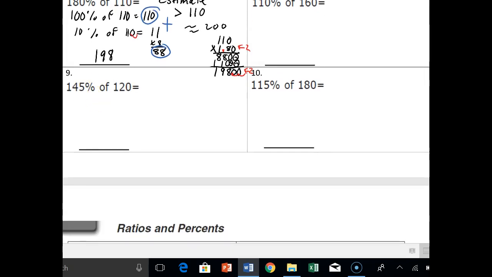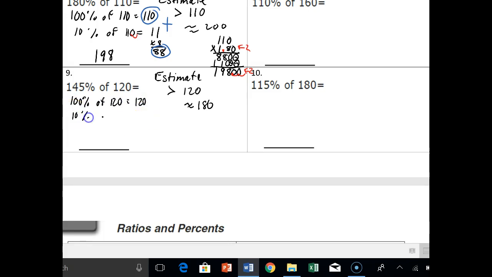Again, 145% of 120. My estimate here says my answer has got to be definitely greater than 120 because I'm taking 145%. Now this is almost like 150%. So like what would be 50% of 120? That's like 60, right? Half of 120 is 60. So my estimate, a good estimate, would have to be 120 plus 60, or about 180. We'll see.